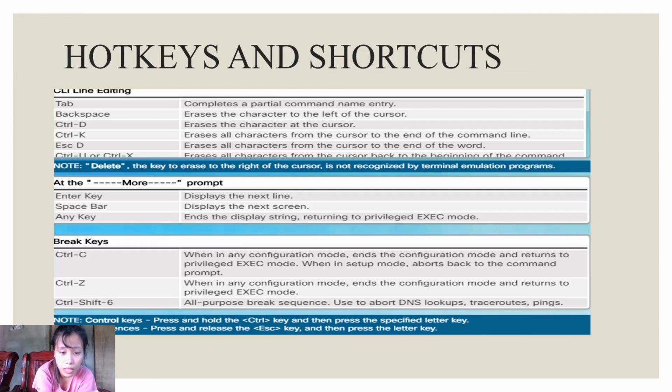For Control-C, when in configuration mode, it ends the configuration mode and returns to privileged exec mode. When in setup mode, it aborts back to the command prompt. So Control-C, when in any configuration mode, ends the configuration mode and returns to privileged exec mode. I hope you understand the hotkeys and the shortcuts.